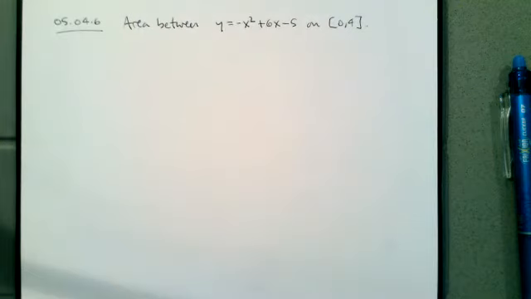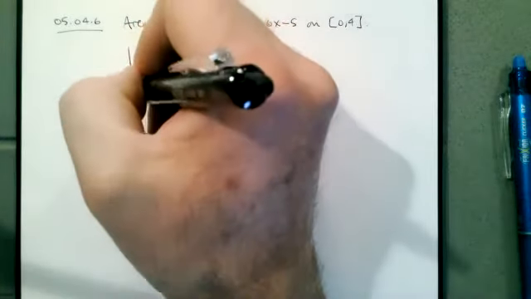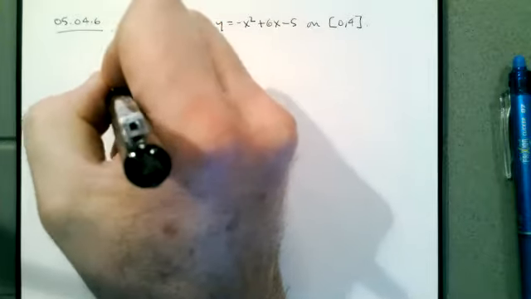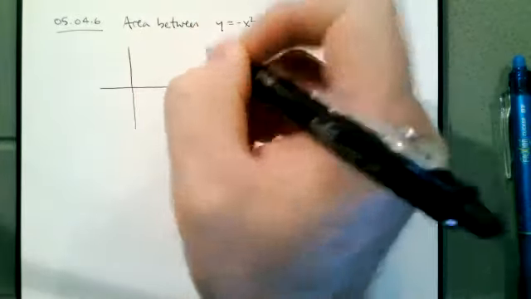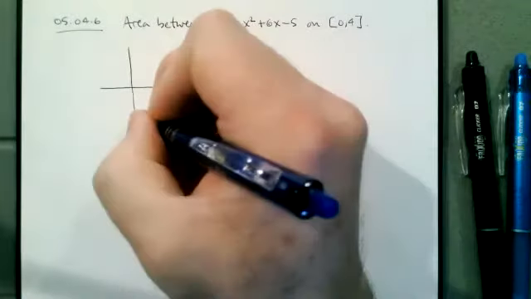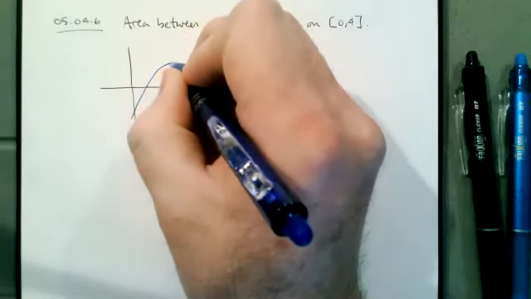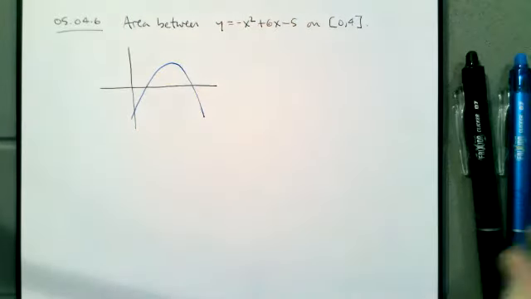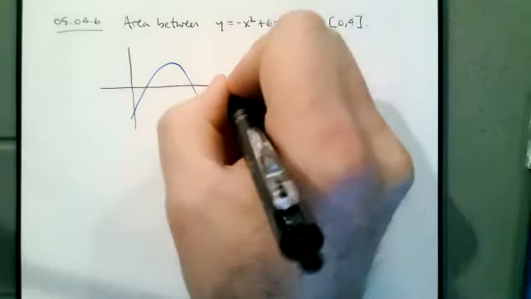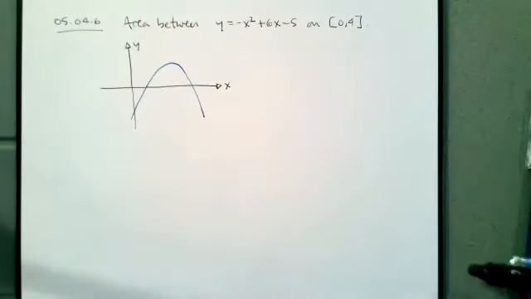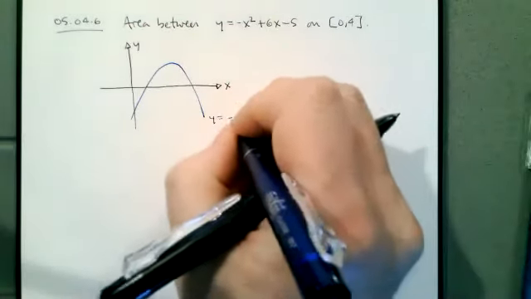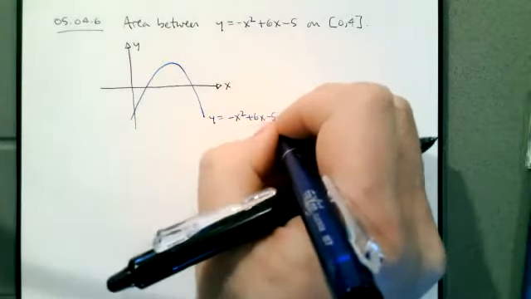All right, and we have a picture of what's going on here. So we've got a parabola, and it looks like we have zeros at 1 and 5 and a y-intercept of -5. So we've got an idea about what this graph looks like. So we're going to draw a parabola. And this is the graph of y equals -x² plus 6x minus 5.